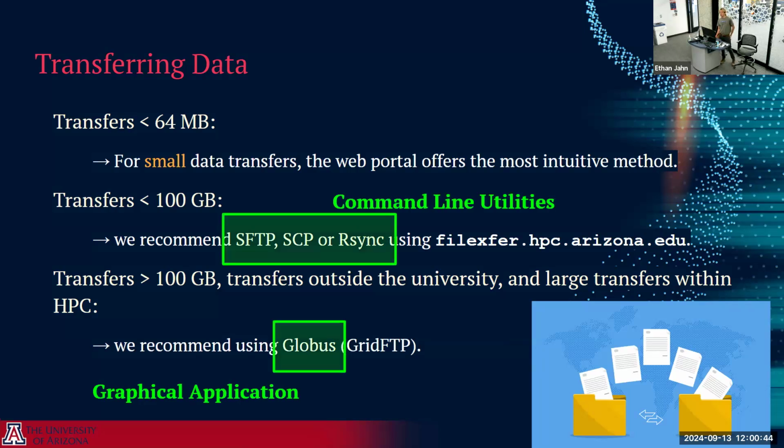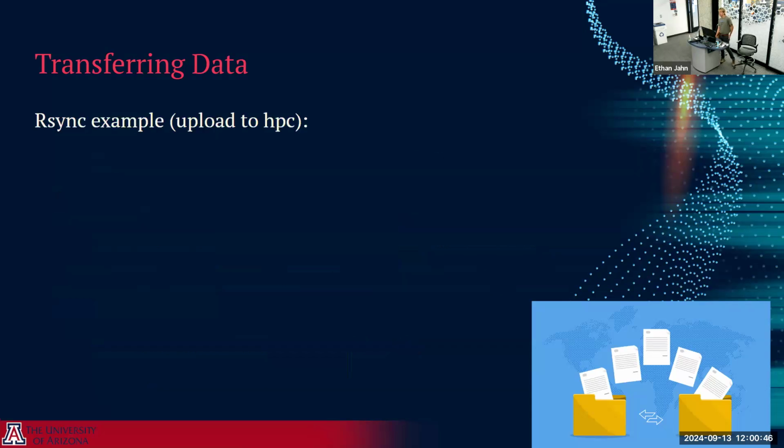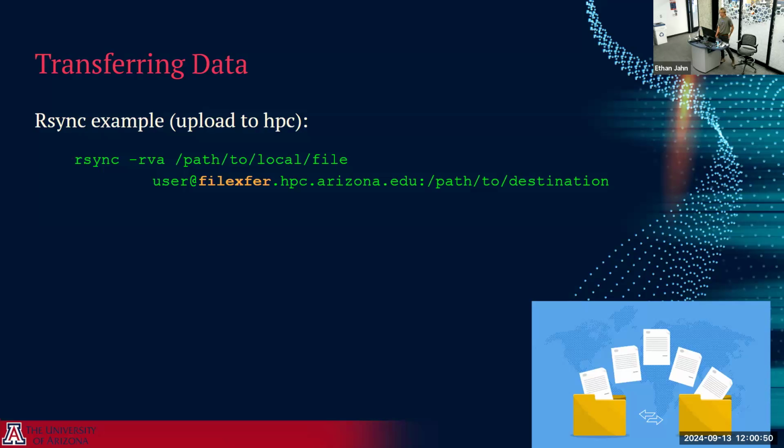Those are command line utilities, and this is a graphical application. So here's an example of an rsync command. You type rsync, your options, your path to the local file, and then the path to the HPC. And notice that there is the file exfer node there in order to access the file transfer node when you are performing this copy.